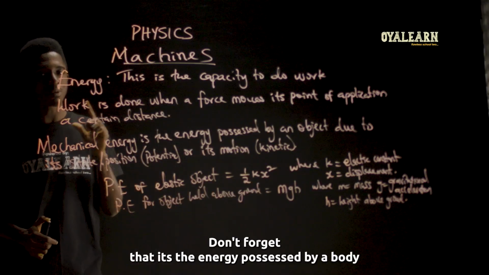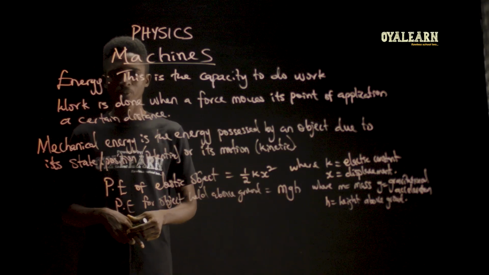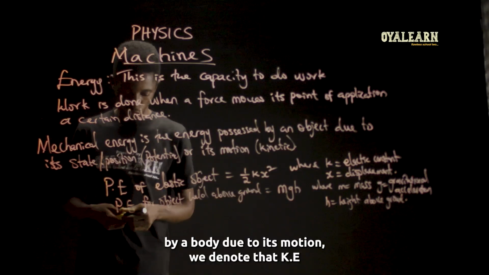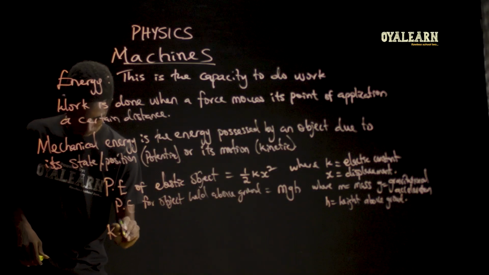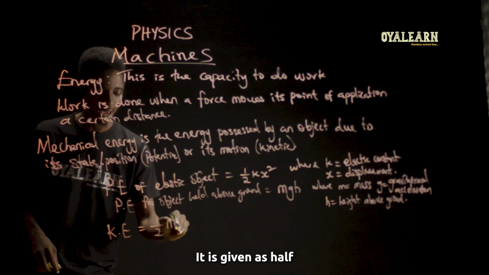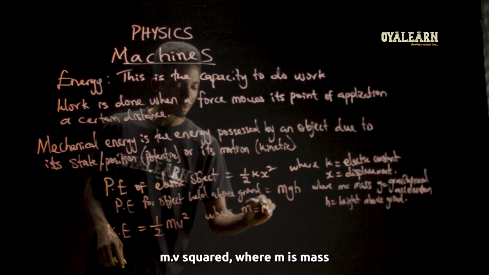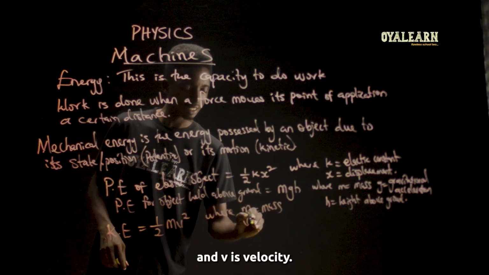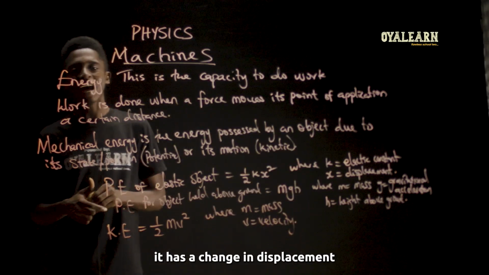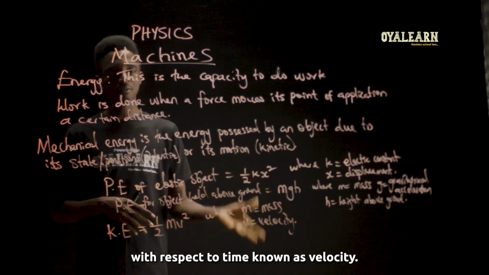Now, that's the case for potential energy. Don't forget that it's the energy possessed by a body due to its position, state, or configuration. Now, for kinetic energy, which is the energy possessed by a body due to its motion, we denote that KE, kinetic energy. It is given as half mv squared, where m is mass and v is velocity. Now, you see, because it is in motion, it has a change in displacement with respect to time known as velocity.